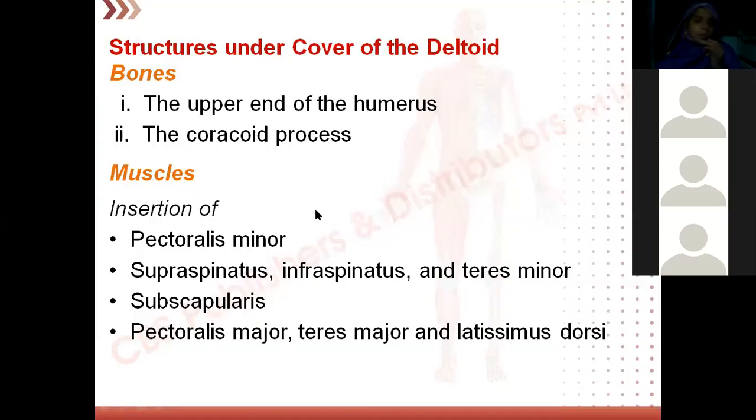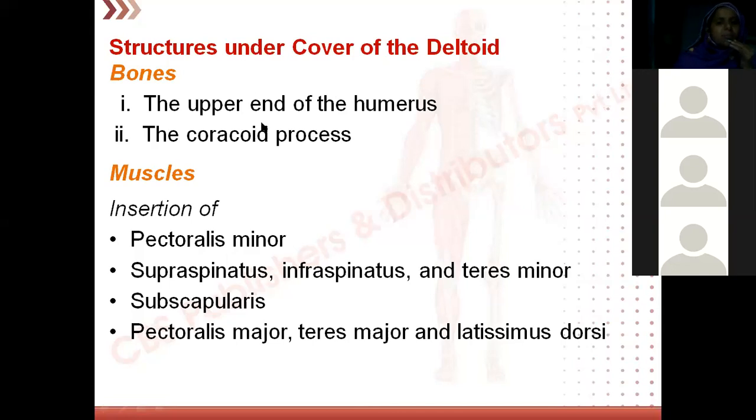Okay, so now see, deltoid, I told you it's a 5 marks question. It will be specified what are the structures you see under the cover of deltoid muscle. Write the origin, insertion, nerve supply, action of deltoid, and what are the structures under the cover of deltoid. Then what should we write?